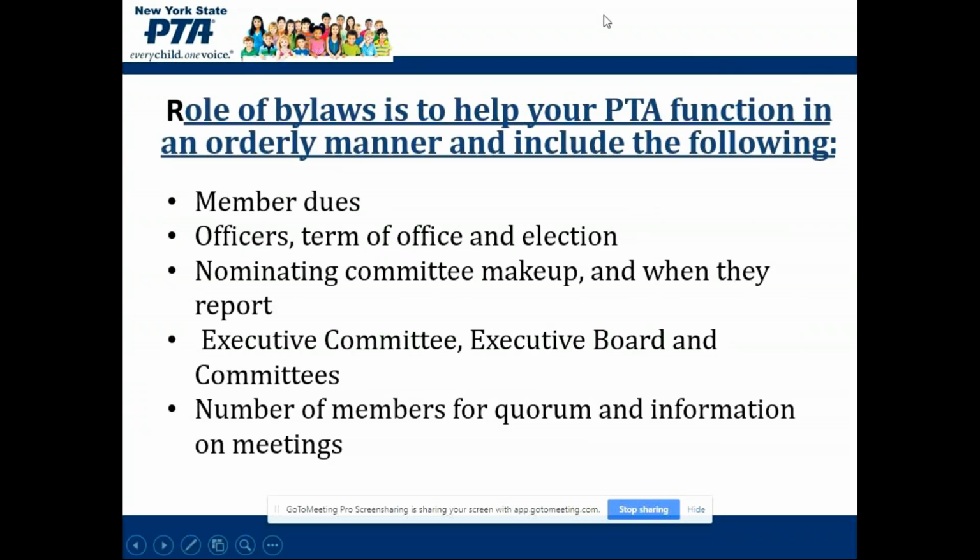The role of bylaws is to help your PTA function in an orderly manner and include the following. Member dues. How much does each member pay? Is there a different charge for an additional family member? Do you have a student membership charge and a staff membership charge? Who are your officers? How long is their term of office? And when does the election take place?